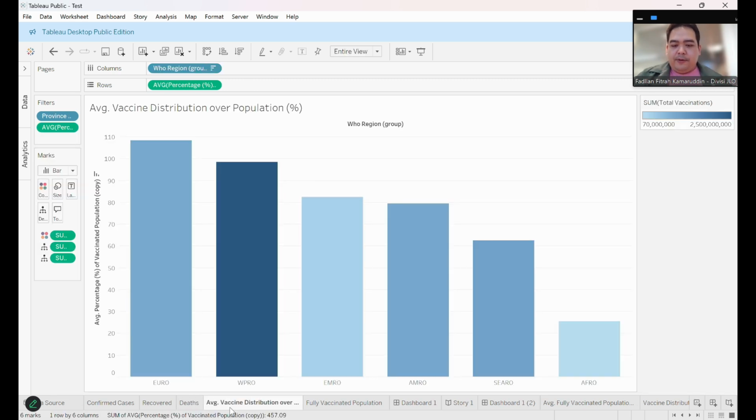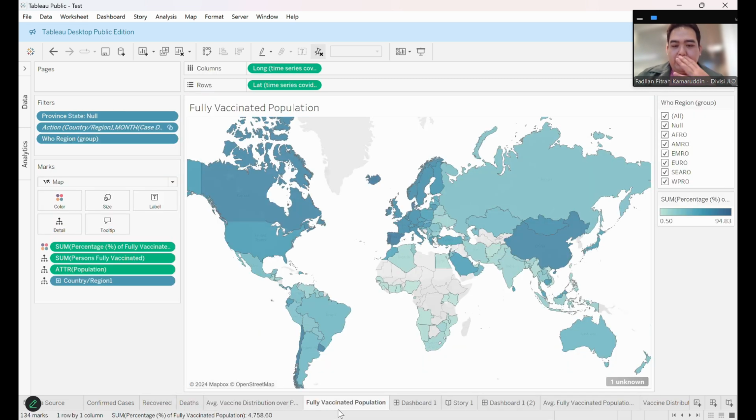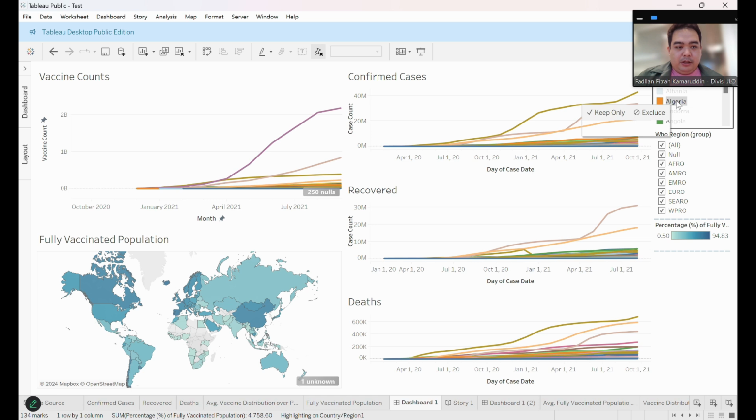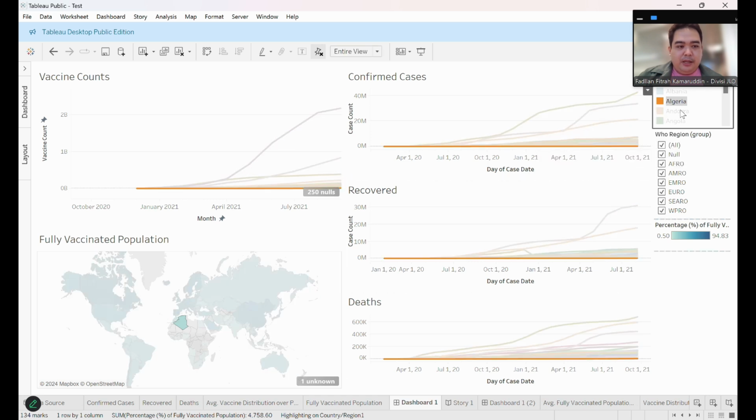Then we also put the average vaccine distribution over population in each WHO region in here. And also we did a map chart for fully vaccinated population. Also here is our dashboard, and we can also put something like this as well.